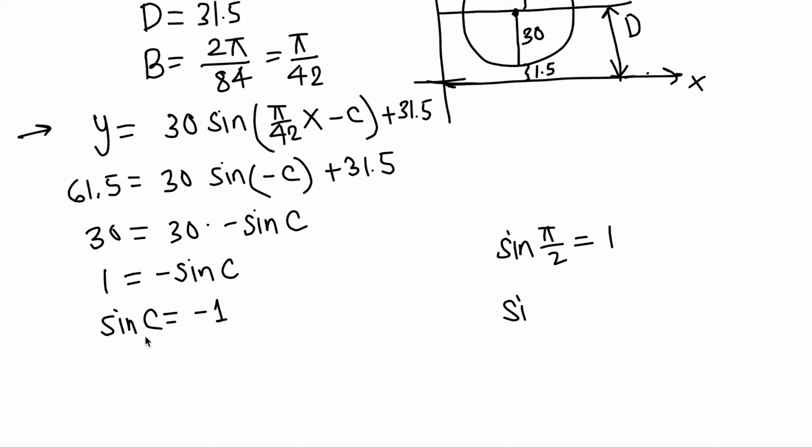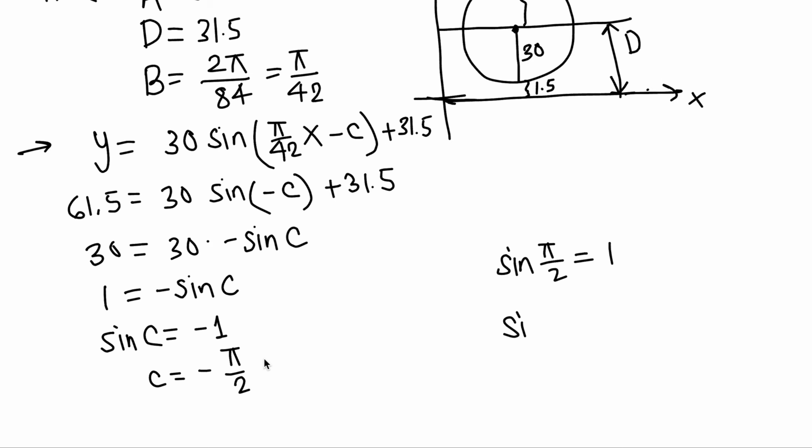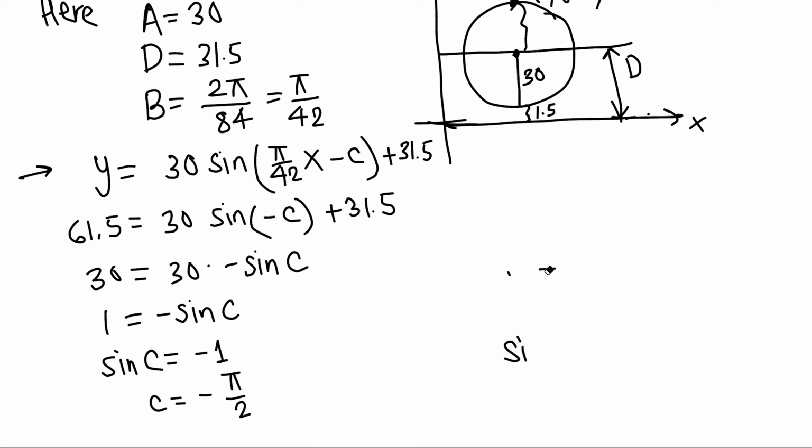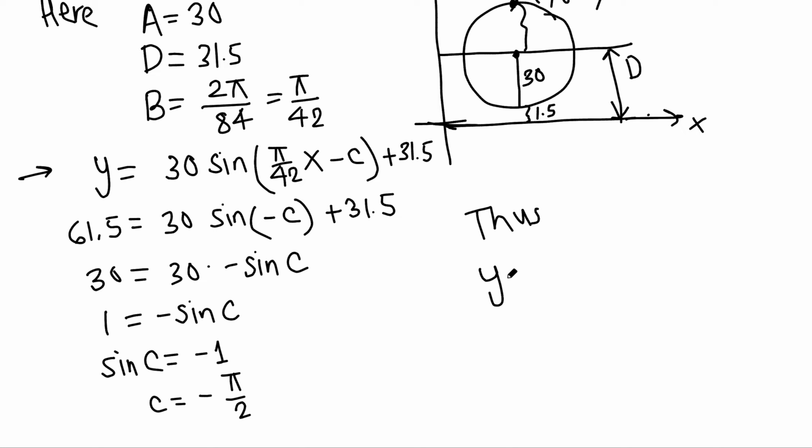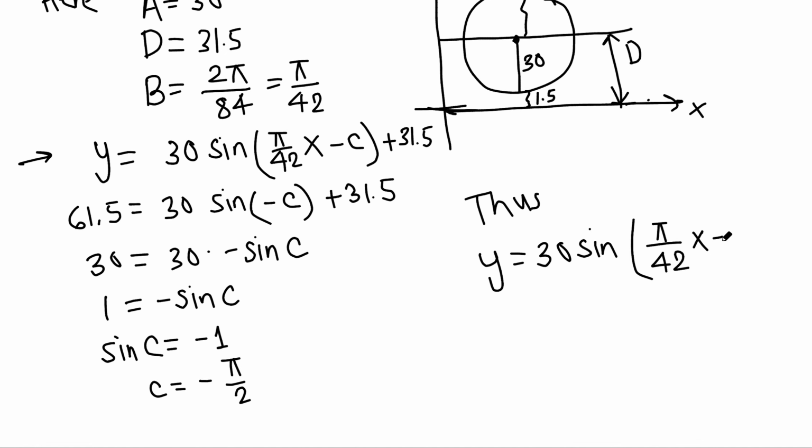And for this one, c is the sine inverse of negative 1. For negative 1, sine is an odd function, so c is simply negative pi over 2, or this can be 3 pi over 2 as well. So now we plug this back there. Thus, the model is y equals 30 sine pi over 42x minus c. C is negative pi over 2, so plus pi over 2, plus 31.5.